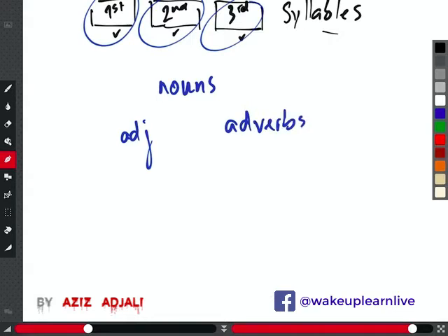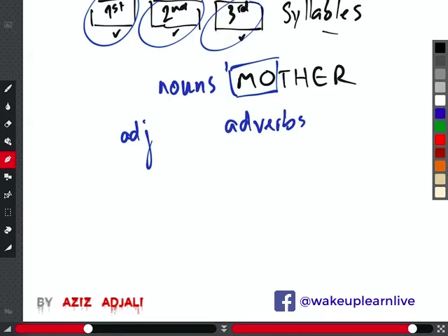Nouns, for example, if we say mother, mother, mother. So in this case, as you hear, we focus on the first syllable. Okay. Why? Because it is a noun. As it is a noun, the first syllable is the place of the stress.